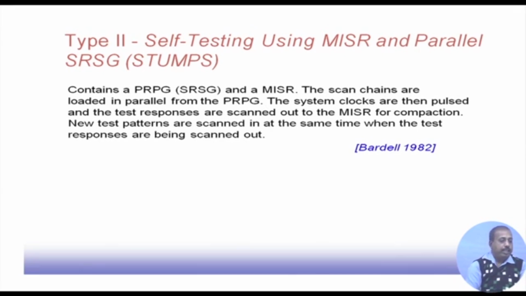Then there is another very popular structure which is known as self testing using MISR and parallel shift register, SRSG. That is called STUMPS. So, this contains a pseudo random pattern generator and one MISR. The scan chains are loaded in parallel from the pseudo random pattern generator. The system clocks are then pulsed, and the test responses are scanned out to the MISR for compaction.